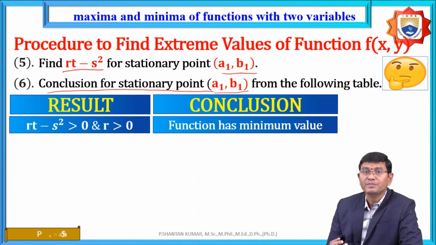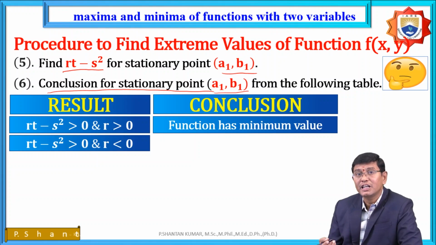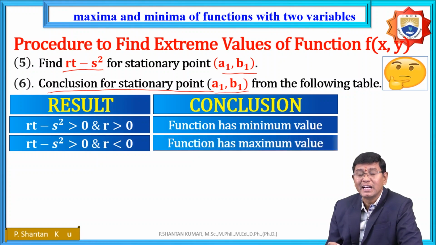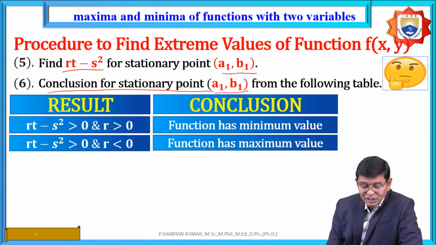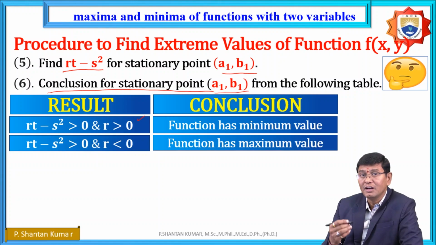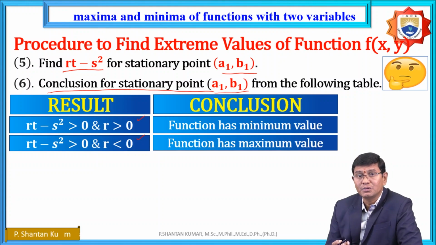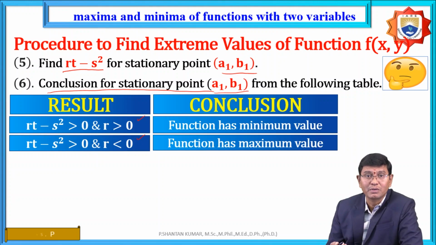For example, if rt minus s square is greater than 0 but r is less than 0, then the function is said to have a maximum value. Whereas in the first case, rt minus s square is greater than 0 and r is greater than 0, the function has a minimum value. But in the second case, rt minus s square is greater than 0 and r is less than 0, the function is said to have a maximum value.